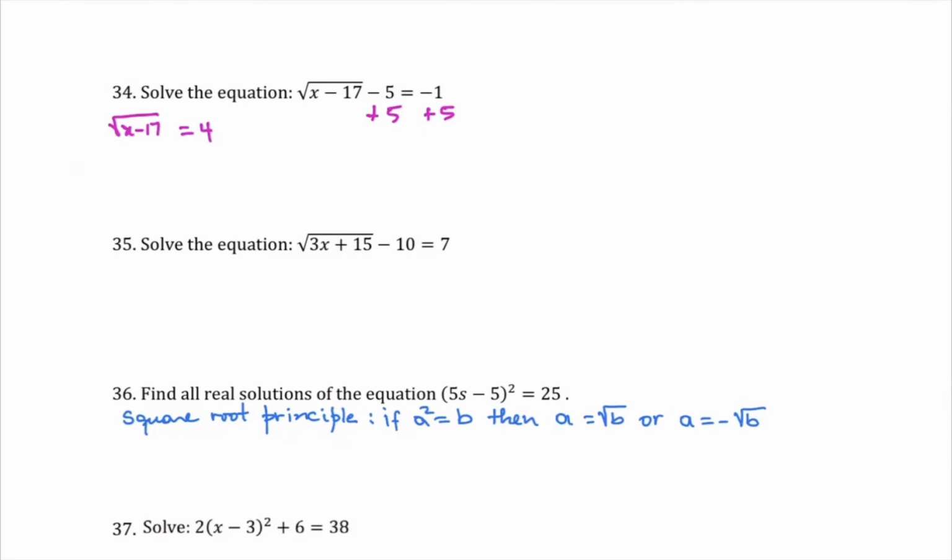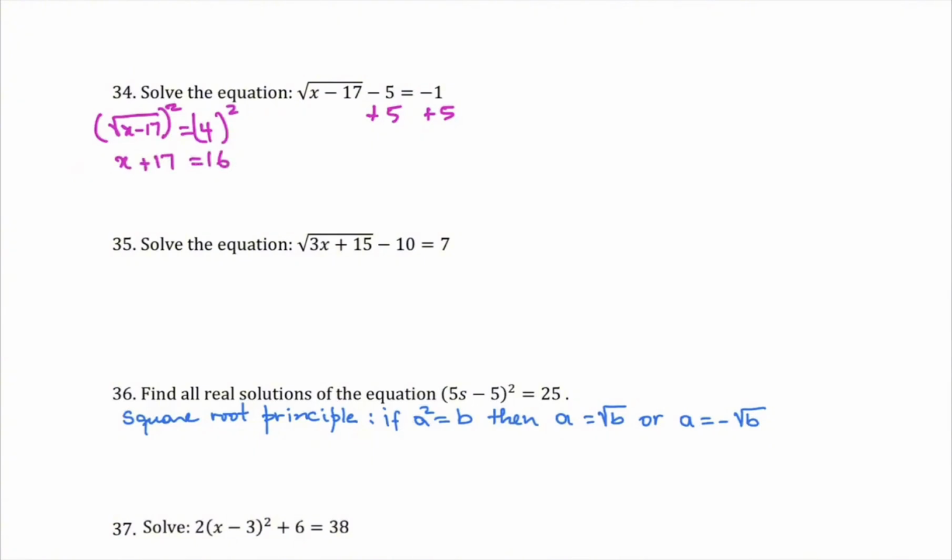So then we can raise both sides to the second power here, since it's a square root. If it was a cube root, you would raise to the third power, whatever the index of the radical is, you would need to raise to this power on both sides. So that cancels the radical. That's the purpose of raising to the second power here. x minus 17 equals 16.